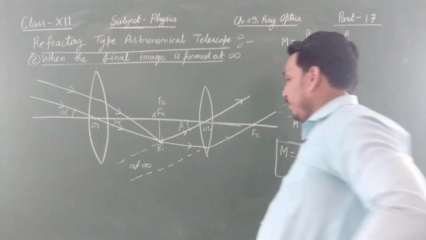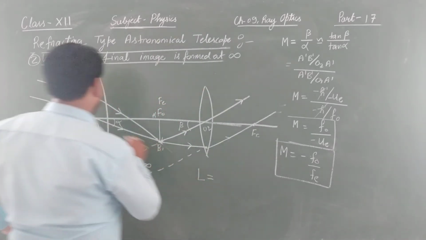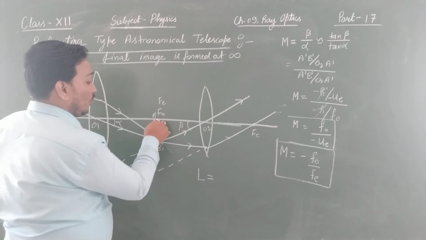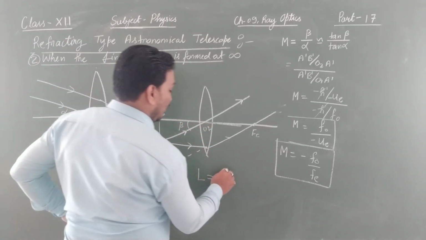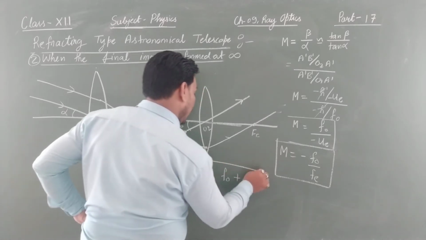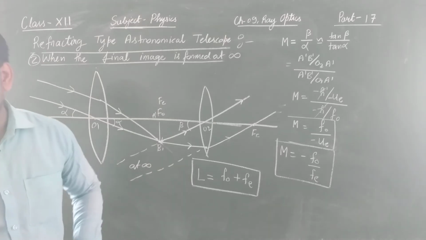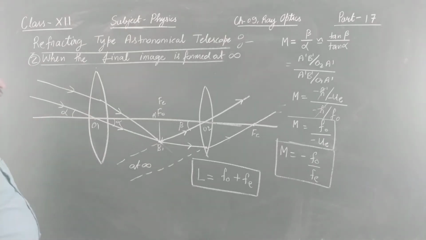Moreover, in this case, if someone asks what is the length of the tube: from here till here it is FO, from here till here it is FE. So the length of the tube is FO plus FE. If someone asks, if the final image is formed at infinity, what is the length of the tube of the telescope? The answer is L is equal to FO plus FE.